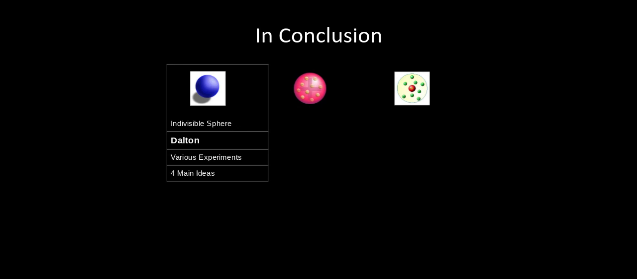So in conclusion, in this presentation, we've talked about 3 out of the 5 models of the atom that you need to be aware of. The first major scientific version of the atom was Dalton, and he thought the atom was an indivisible sphere, right? A sphere that could not be split. He got this through various experiments, and he came up with his 4 main ideas, one of the most important of which is that all atoms of the same element are the same.